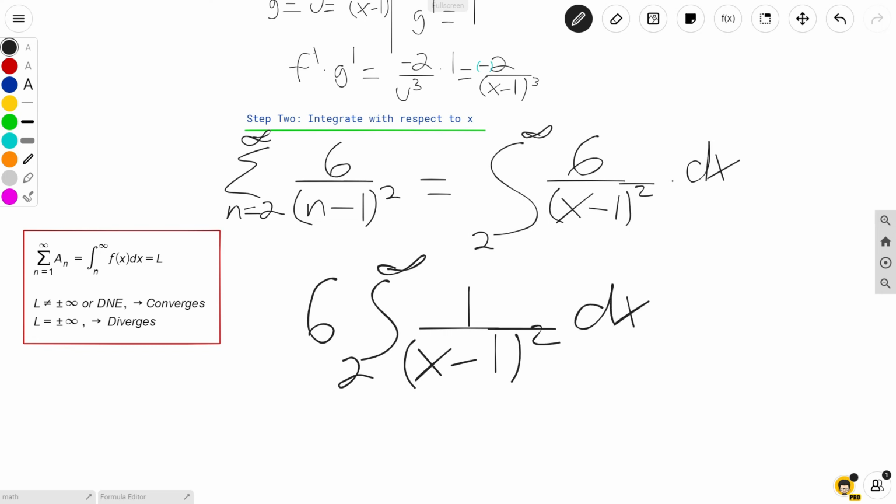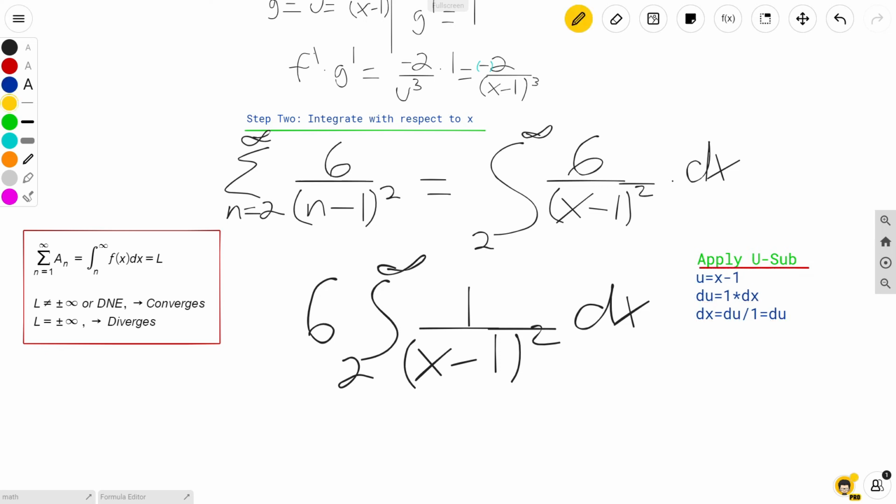And I think the easiest way to go about this integral is to apply u substitution. So that's what I'm going to do over here. What is our u equal to? Our u is equal to x minus 1, which means our du is the derivative of x minus 1, which is simply 1 times dx. And our dx is simply equal to du divided by 1, or just du.